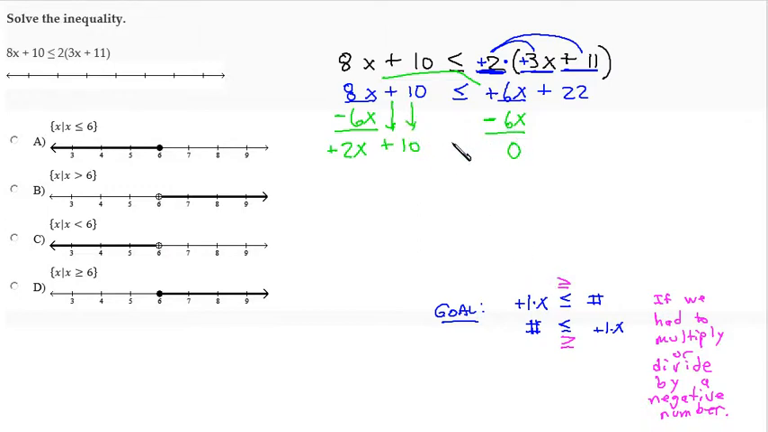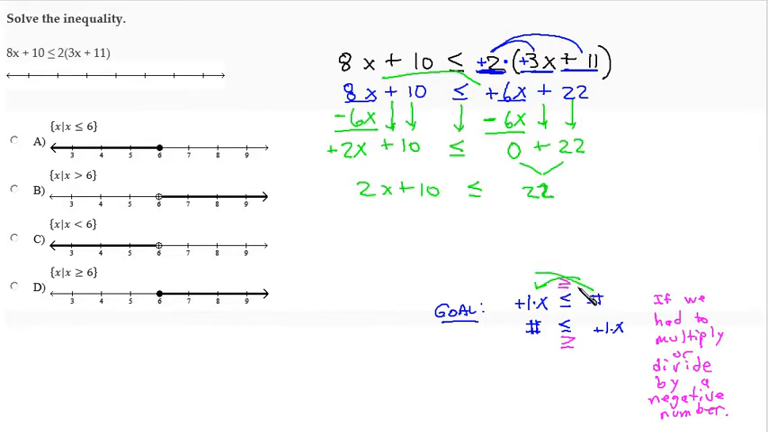Now, because we subtracted, subtraction and addition never change the sense of the inequality. This is still sensing less than. But let's bring down all the math symbols that we haven't touched yet, and re-simplify. 0 plus 22 is 22. And then we have 2x plus 10 is less than or equal to 22. Now, we've moved all the x terms to the left side.